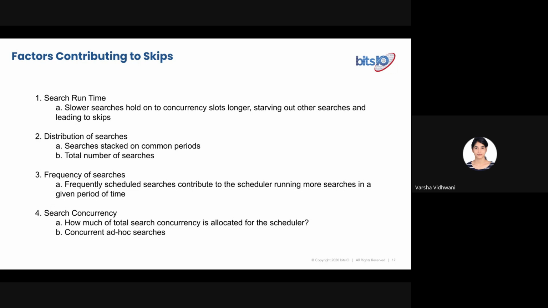And finally, the search concurrency. This refers to how much of your total concurrency is actually allocated to the scheduler. If a lot of concurrency is being used by ad hoc searches or user-driven queries, then the scheduler gets fewer slots. And with fewer slots remaining, scheduled searches are more likely to be skipped.